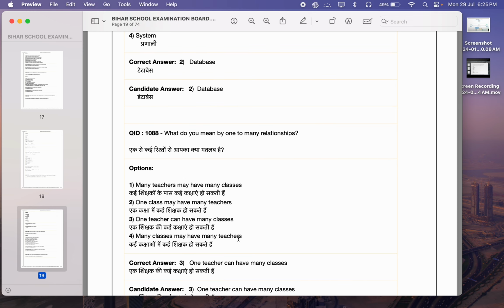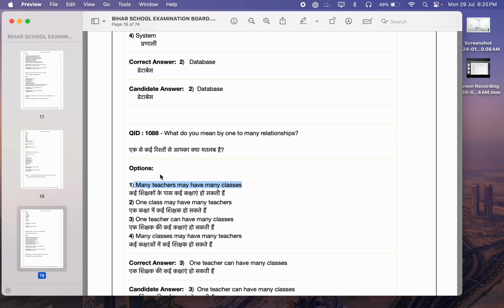This question is actually tricky because if you think about it, maybe more than one answer you can get here. What do you mean by one to many relationship? One to many relationship means can a teacher have many students? Correct. Can a student have many teachers? Both is correct. So yeah, many teachers have many classes.